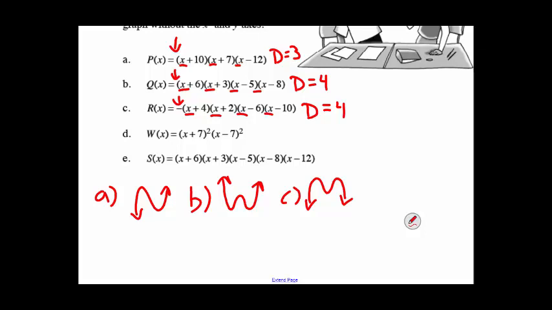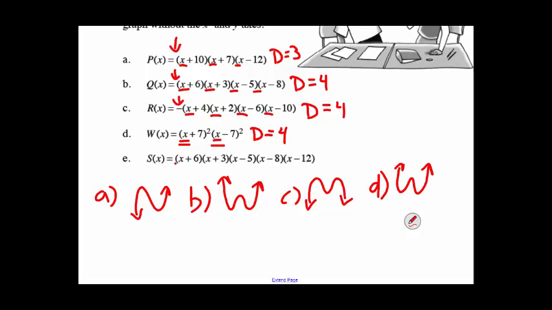And D, remember if there's a square on there, we still have to count it twice. So we'd say 1, 2, 3, 4. So this one has a degree of 4. And it's positively oriented. So it would look like we have a W again.